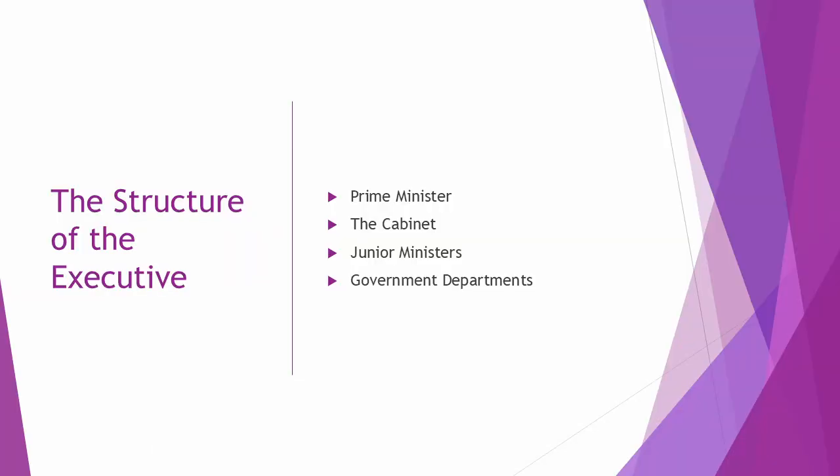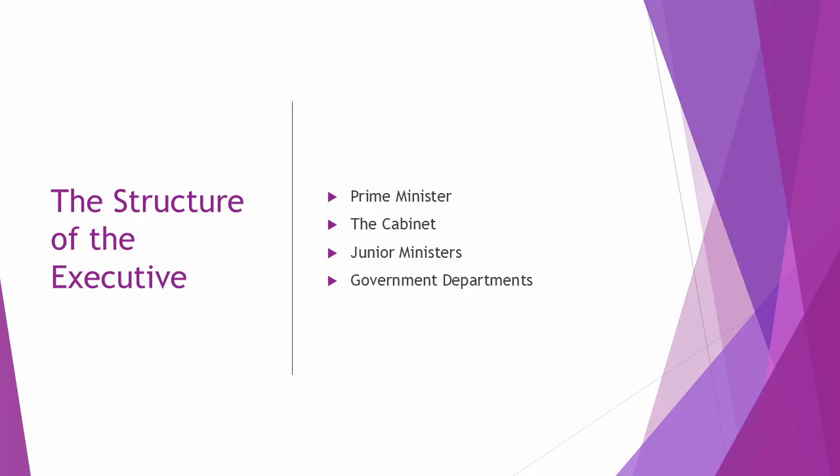The structure of the government consists of the Prime Minister, the Cabinet, junior ministers, and government departments, where the Prime Minister leads the government. The Cabinet is made up of senior ministers who make key decisions, junior ministers support Cabinet members, and government departments implement policies.